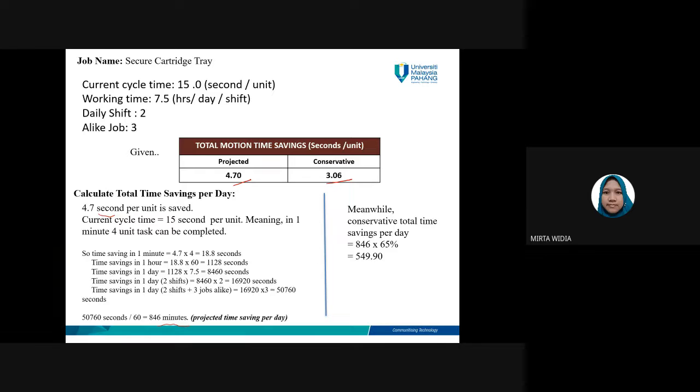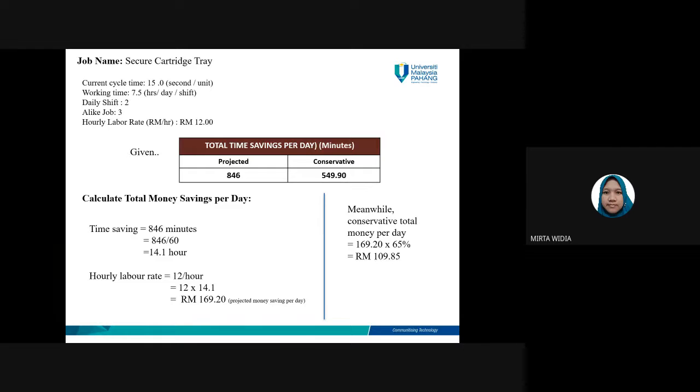Meanwhile, kalau kita pakai cara yang current, yang konservatif, dia boleh jimat sebanyak 549.90 second sahaja per day. So banyaknya dia punya different about 300 minit perbezaan dia, kalau kita gunakan cara yang kita dah projected, maksudnya kita improve dengan cara yang konservatif. Okay. So after that, kita dari motion time saving tadi, how we can calculate guna duit, cost saving. Yes?